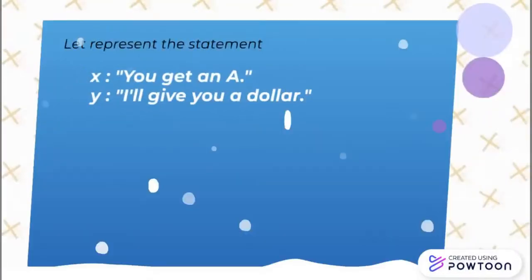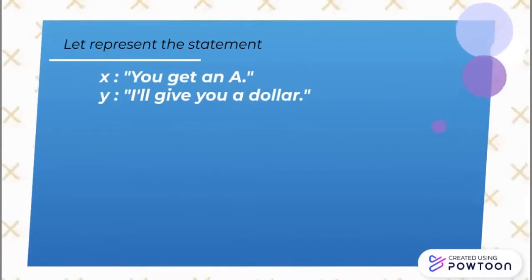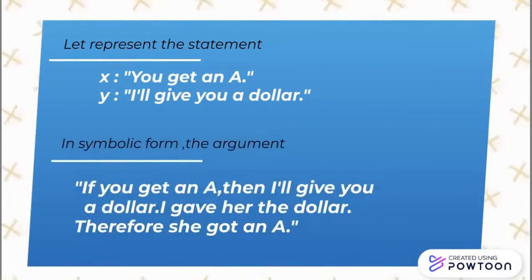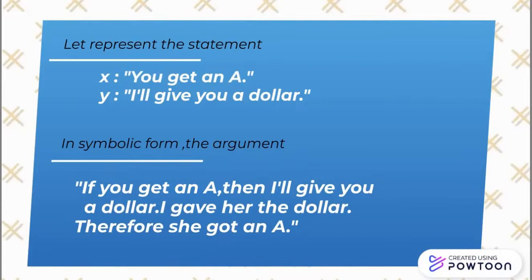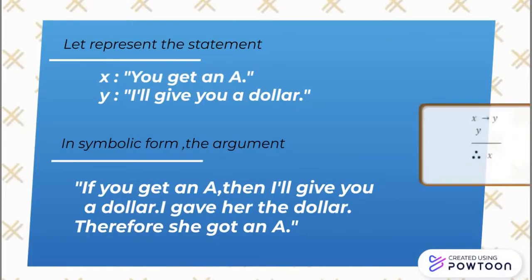Rhea James' argument. Let X represent the statement, you get an A. Then, let Y represent the statement, I'll give you $1. In symbolic form, the argument, if you get an A, then I'll give you $1. I gave her the dollar, therefore, she got an A.